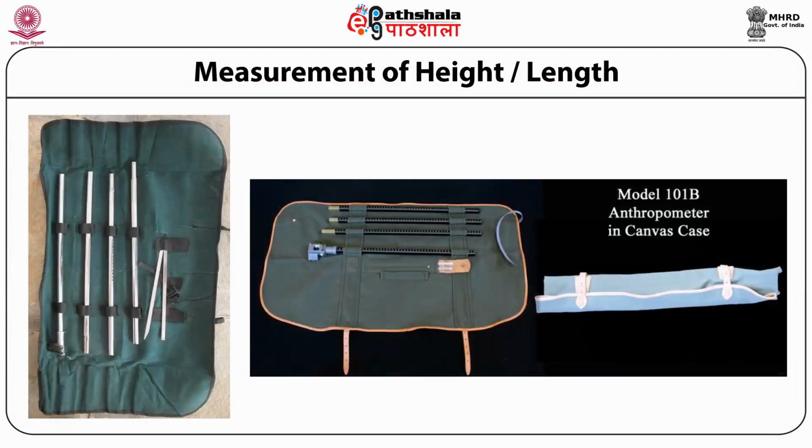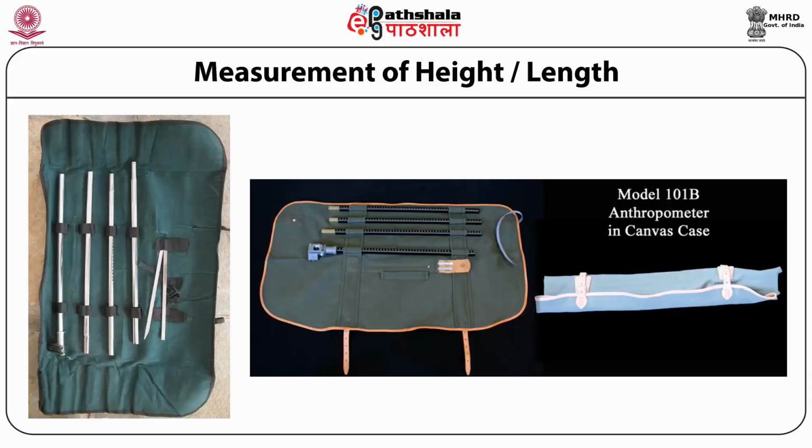As can be seen from this picture, the anthropometer rod is in the unassembled way. This is how we keep it in the bag which we get for the anthropometer. You attach all the 4 segments. There are 4 segments in this anthropometer. You attach them and then you put the sliders there.